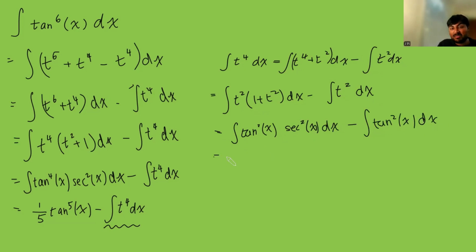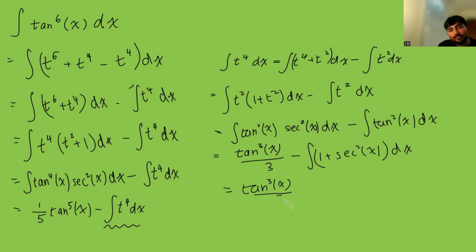Cool. This thing here is simply going to be tan cubed x over 3 for the same reason as we had a moment ago. And this thing here, minus tan squared x, well, we can write that as minus 1 plus sec squared x, like so, dx. And this is simply going to become tan cubed x over 3 minus x minus tan x plus c. Great, so that's the integral of tan to the 4x dx.